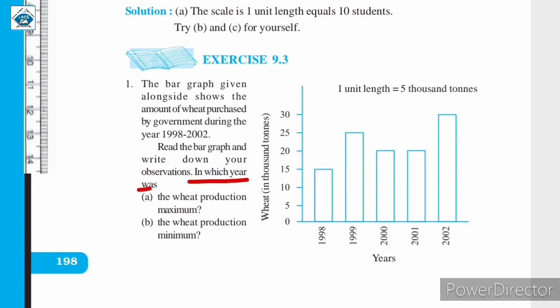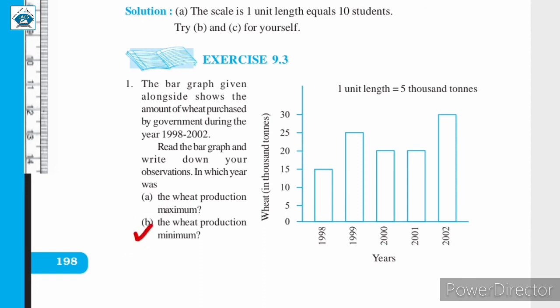We asked the year in which the wheat production was maximum. So as you can see in 2002, the length of the bar is the greatest. सबसे ज़्यादा length जो है वो bar का वो year 2002 में है. So we can see that since the height of the bar for 2002 is maximum. So the wheat production in 2002 is maximum.